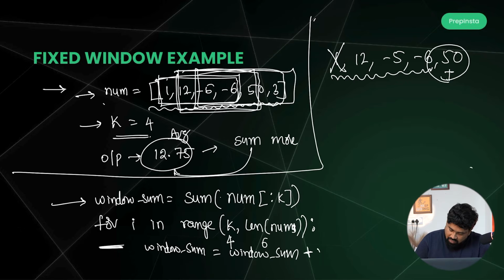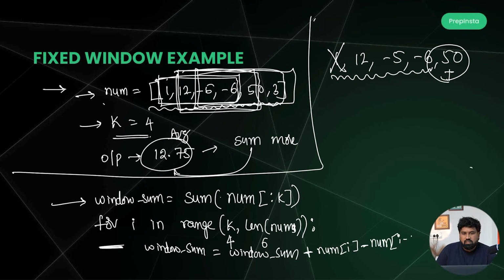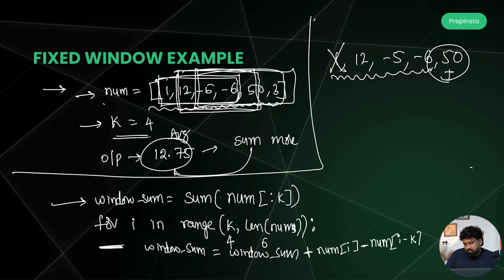So the present element is nums of i and the first element is nums of i minus k. I value is 4, k value is also 4, 4 minus 4 is 0. So I have subtracted 1. If it is repeated, it will shift to the next one also. So i will become 5 and k will be 4, 5 minus 4 is 1. Next 12 will be subtracted and 3 will be added. So this is how you need to design the code.